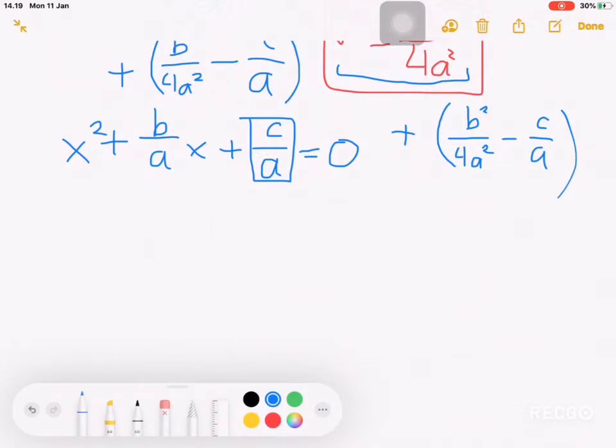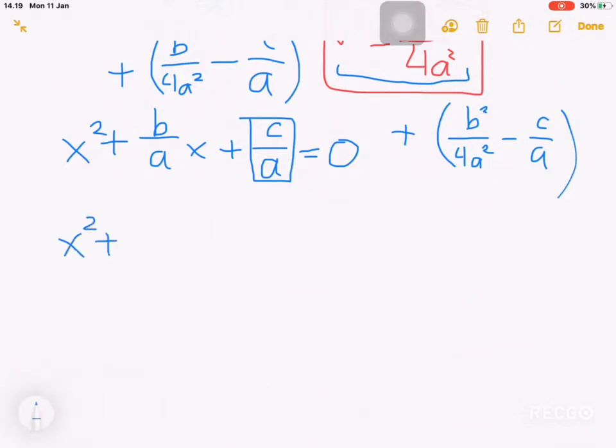Alright, so you can get that this will become x squared plus b over a x. The c over a will become our v squared term, which is b squared over 4a squared. There we go. And this is equal to 0 plus this, which is just this monstrosity here.